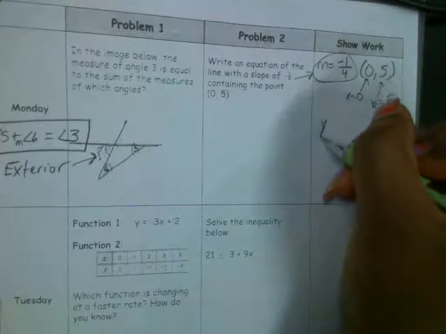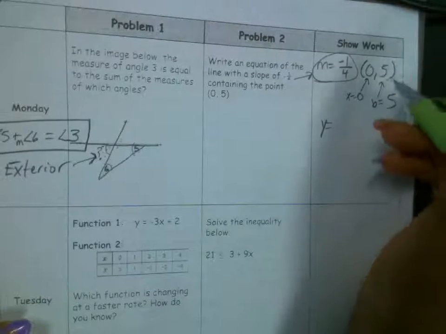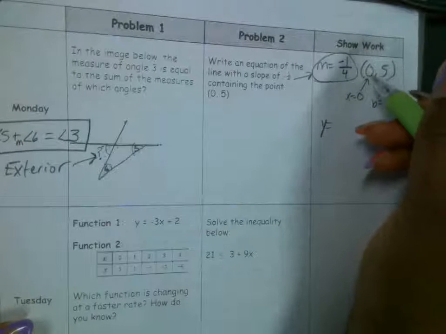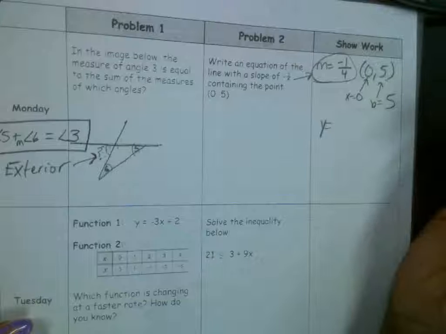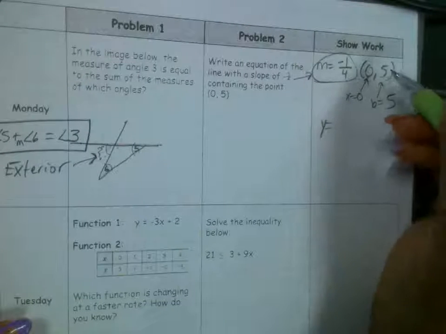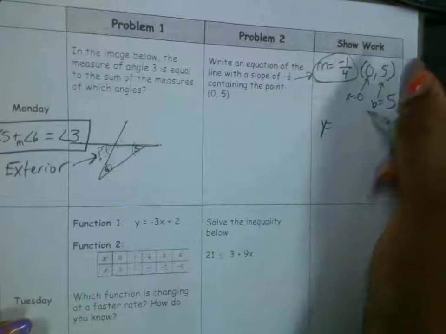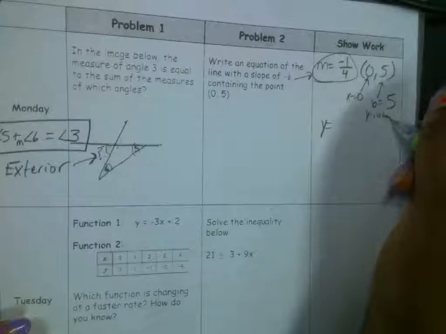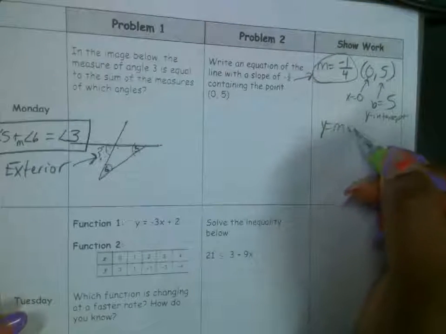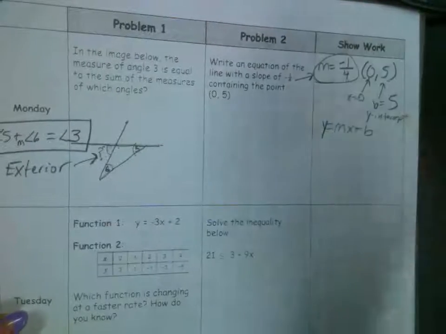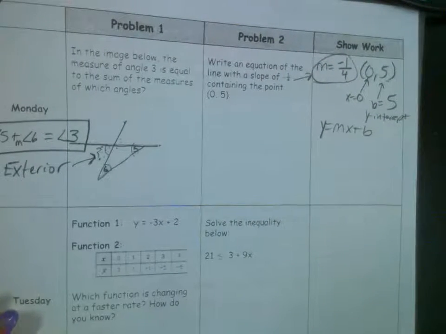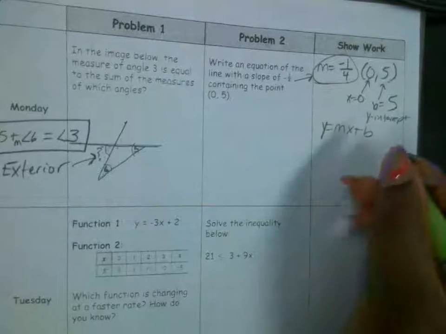So now how do I write an equation in slope-intercept form? And this only works when x is equal to 0. If this was a number, you'd have to find b, okay? But since this is 0, this is where the line actually crosses the y-axis. That's your y-intercept. All right, so how do we write an equation in slope-intercept form? y equals mx plus b. I know what m is, and I know what b is. So how do I substitute those numbers in to write the equation?